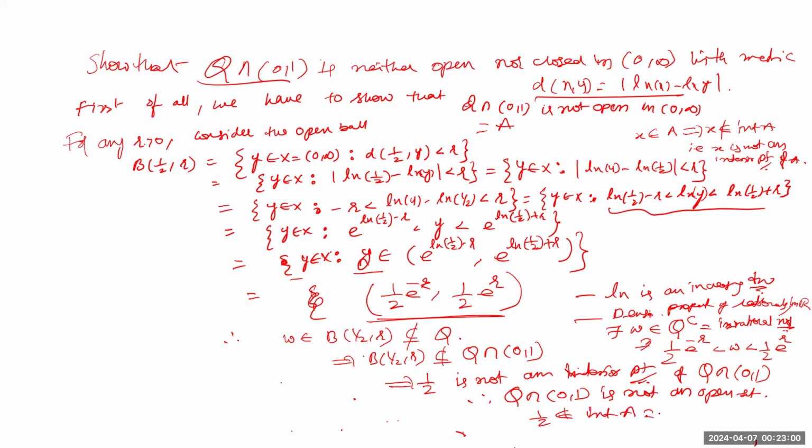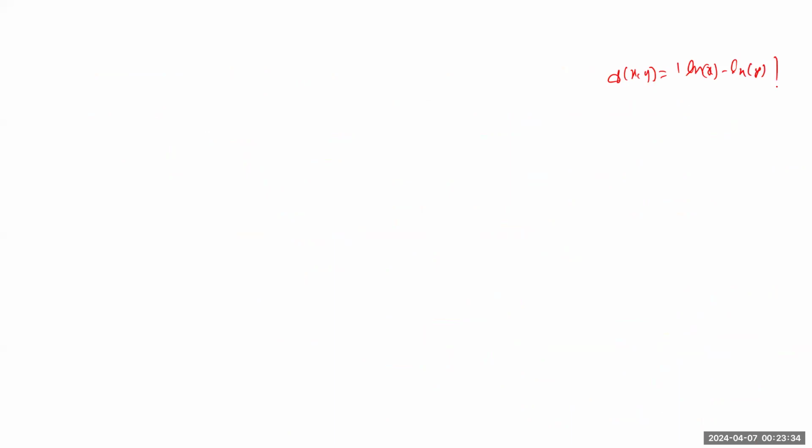Our A is equal to Q intersection 0 comma 1, with respect to our metric D. So similarly, we can also show that the set is not closed in 0 comma infinity with respect to the metric D of x comma y equals modulus of ln x minus ln y. Isn't it?